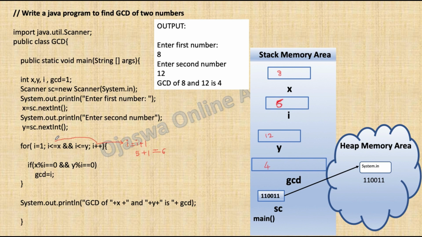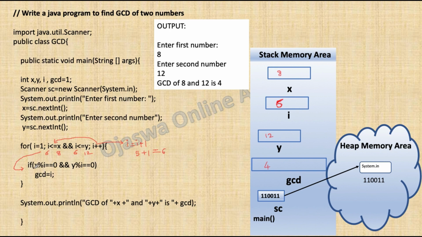From here, control goes to the condition. Value of i is 6 and value of x is 8. 6 is less than 8. The condition is true. Hence the next condition is evaluated. Value of i is 6 and value of y is 12. 6 is less than 12. So both the conditions are true. The control of the program comes inside the for loop.